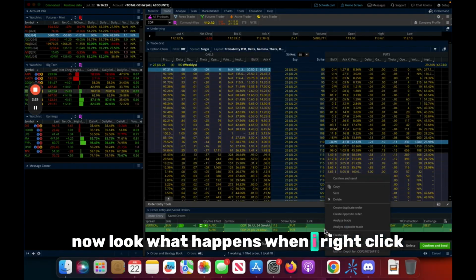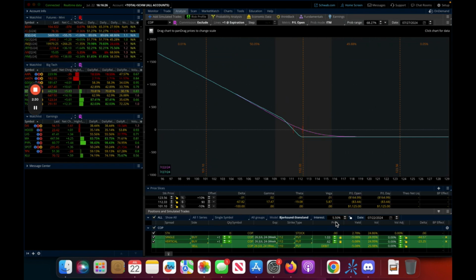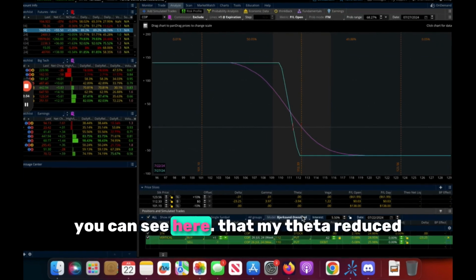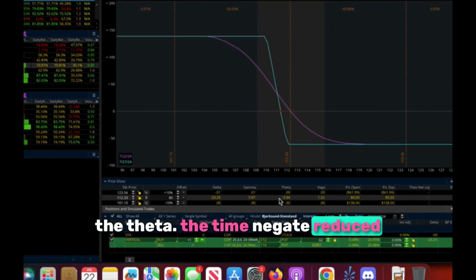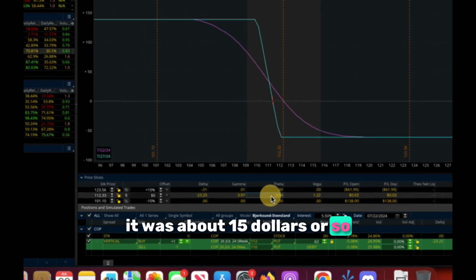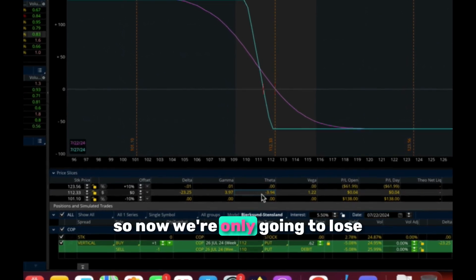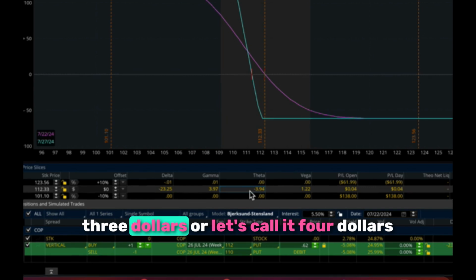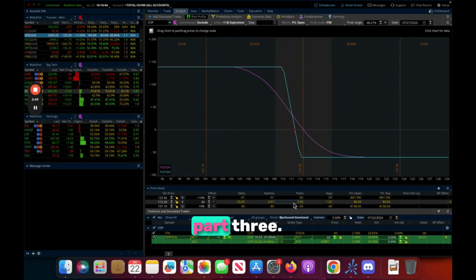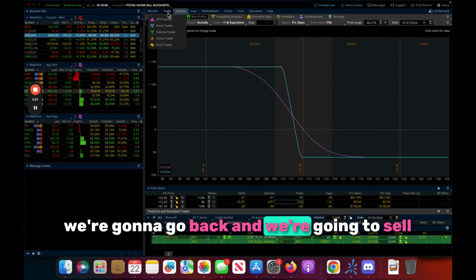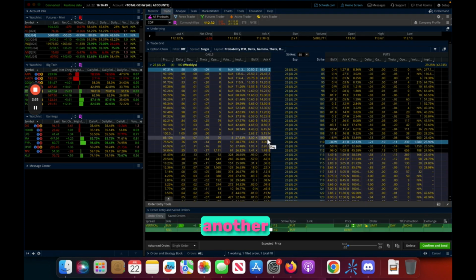Now look what happens when I right click. So I'm going to get rid of that. There we go. You can see here that my theta reduced. The theta, the time decay, reduced. It was about $15 or so to minus 3. So now we're only going to lose $3, or let's call it $4 if the stock chops around. But we're not done. Part 3, we're going to go back and we're going to sell another put.